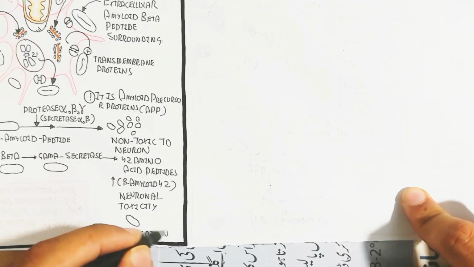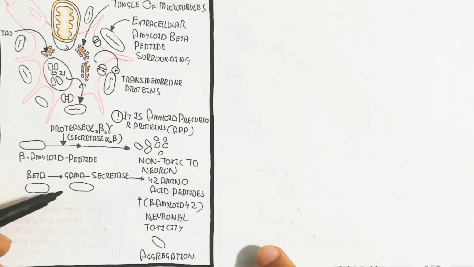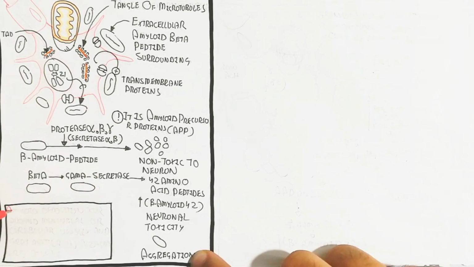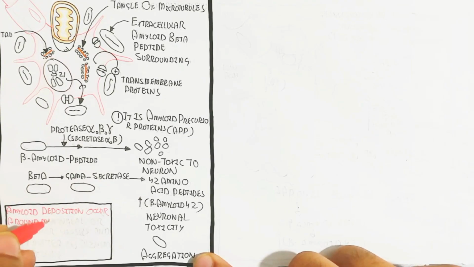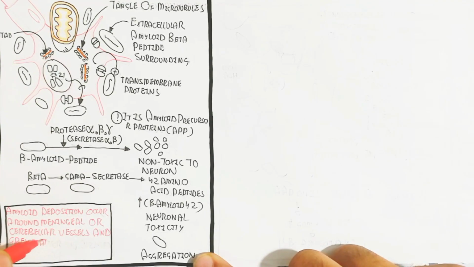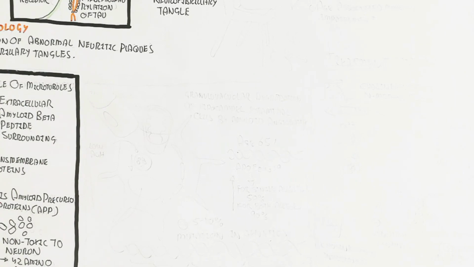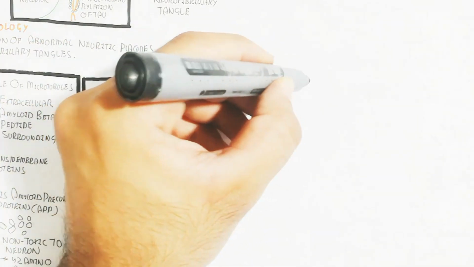This is neurotoxic, and its aggregation causes toxicity to the neuron and leads to damage. Amyloid deposition occurs around the meningeal or cerebellar vessels and gray matter in Alzheimer disease. So remember these things. I will not explain too much about the meningeal or cerebellar vessels and gray matter because it is another topic.